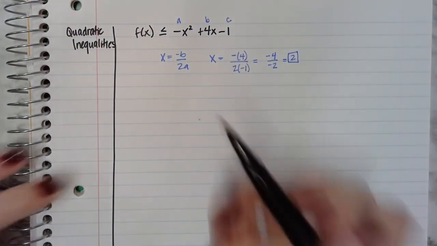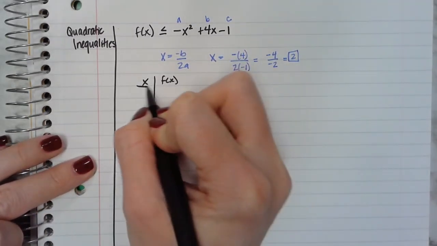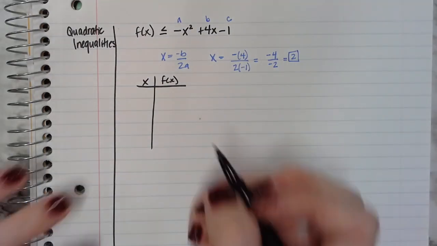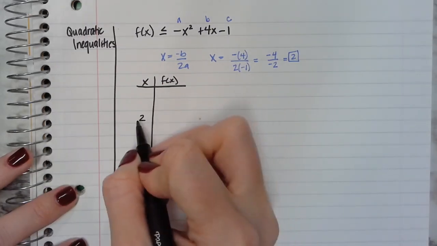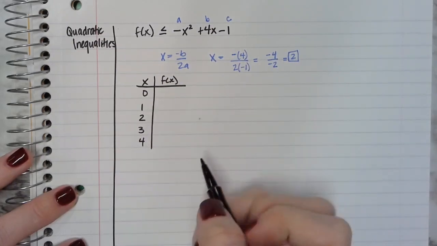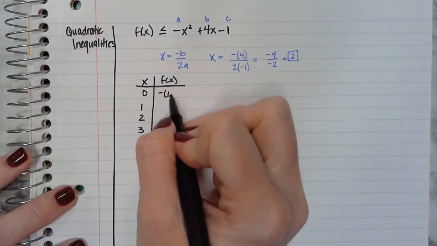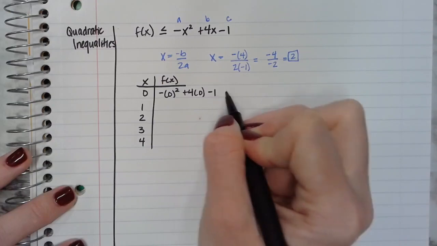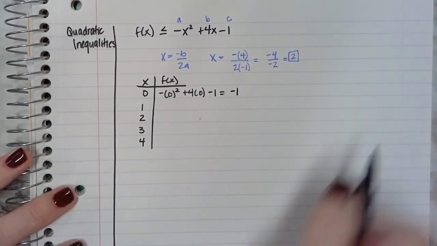So now we'll create our table of values, x and f of x. In the middle, we're going to place our positive 2. Then we're going to number up and down, so 3, 4, and then 1, 0. And we're going to plug each of these values into our function. So negative 0 squared plus 4 times 0 minus 1. And we get negative 1.